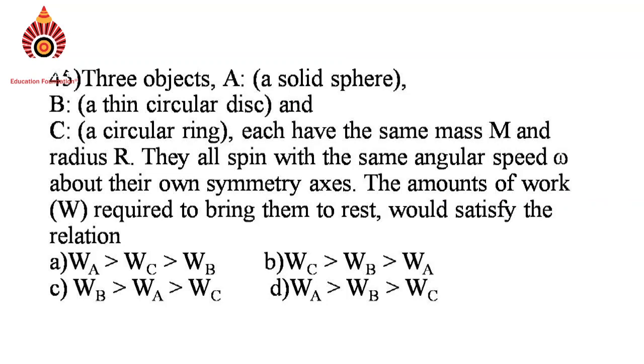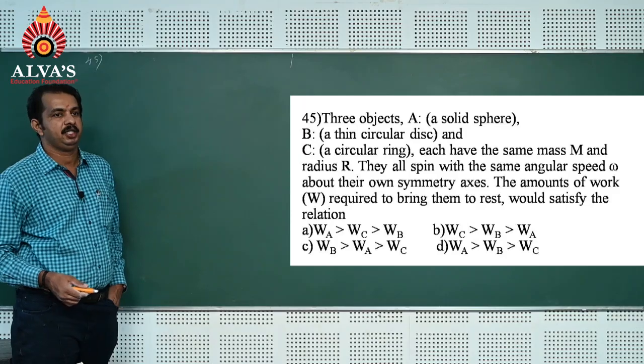Question number 45. Three objects: object A a solid sphere, object B a thin circular disc, object C a circular ring. Each has the same mass m and radius r. They all spin with the same angular speed omega about their own symmetric axis. The amount of work required to bring them to rest, which relation is satisfied, is the question here.